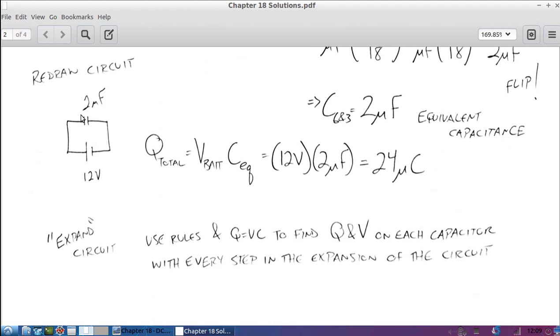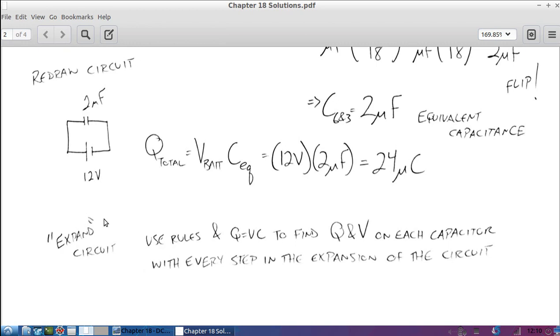So I'm down here. The first thing I'm going to do: I've got a battery with a voltage, and I've got a capacitor with a capacitance. That means I can find the total charge of the circuit, Q total. That's the voltage of the battery times the equivalent capacitance. So I've got 12 volts times 2 microfarads. That's 24 microcoulombs. So this is Q total, the total charge on all of my capacitors.